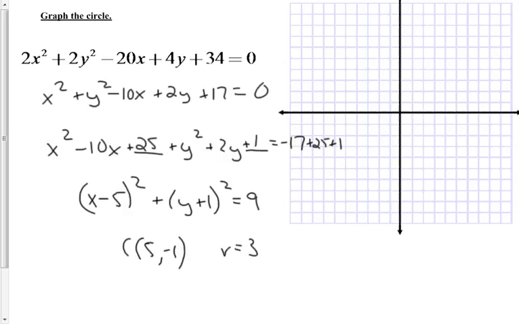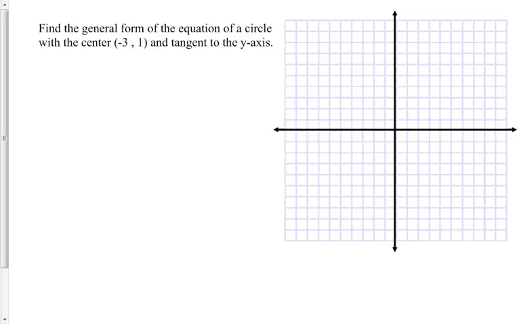Okay, let's come up with some equations based on some information. Let's draw it out, then I think it's going to be pretty easy to figure out. Find the general form of the equation of a circle with its center at (-3, 1), and it's tangent to the y-axis. What does that mean if it's tangent to the y-axis?